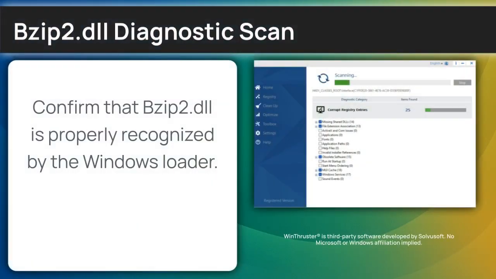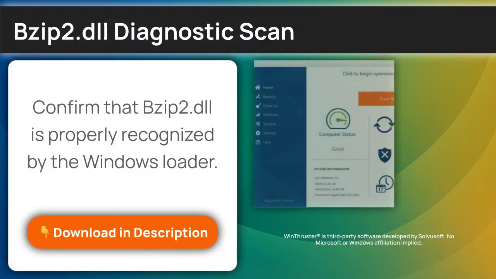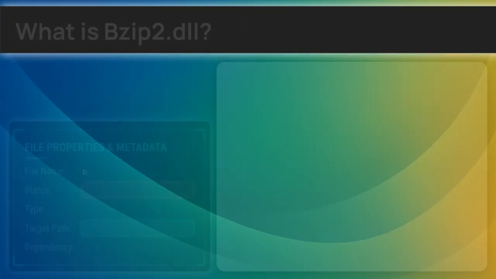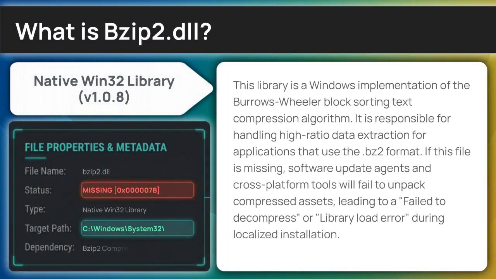To start our guide for Bzip2 Library, you can follow the manual steps or use the suggested tool for workstation health. This is the Bzip2 Library. This library is a Windows implementation of the Burrows-Wheeler block sorting text compression algorithm. It is responsible for handling high-ratio data extraction for applications that use the .bzip2 format. If this file is missing, software update agents and cross-platform tools will fail to unpack compressed assets, leading to a failed to decompress or library load error during localized installation.